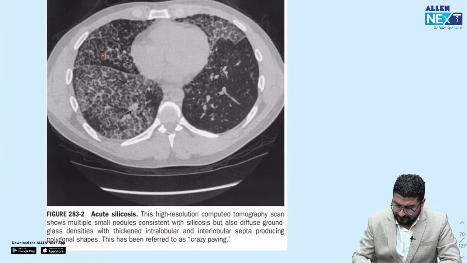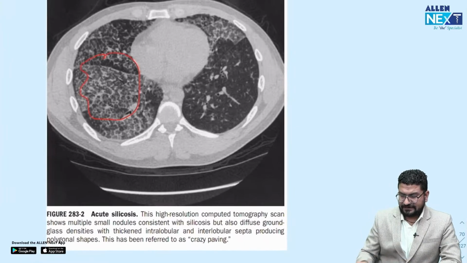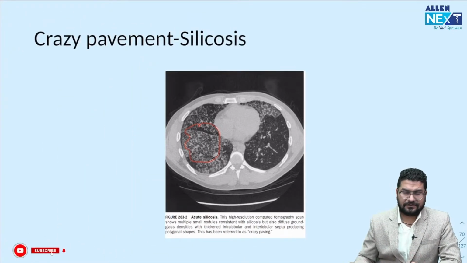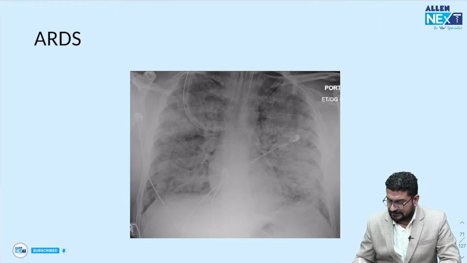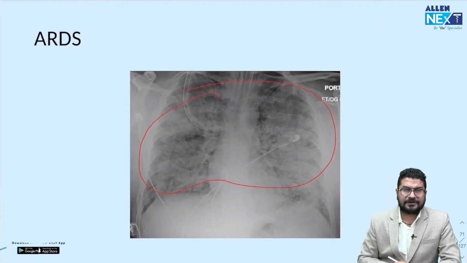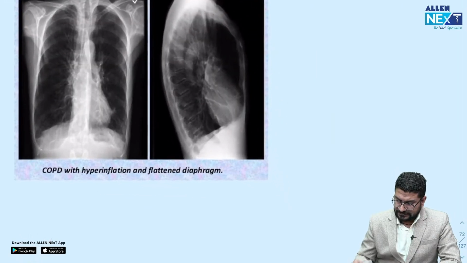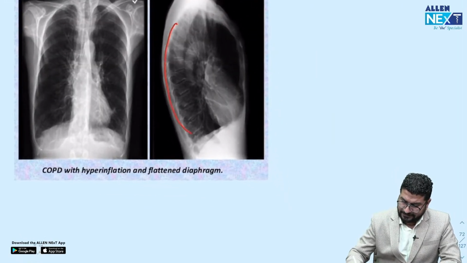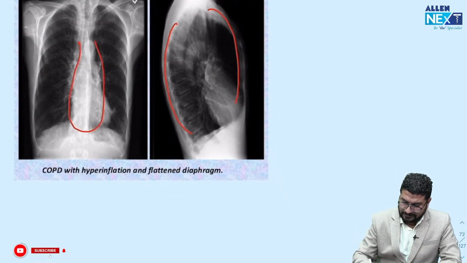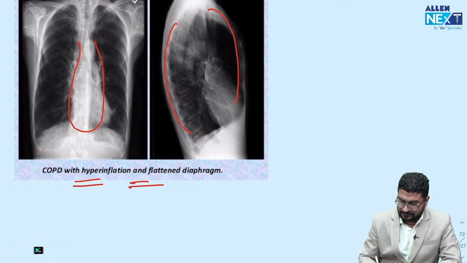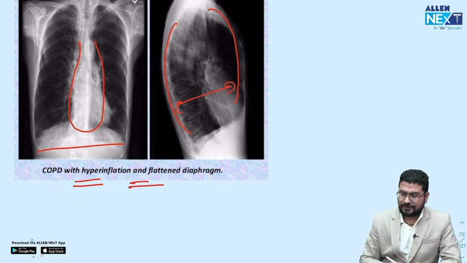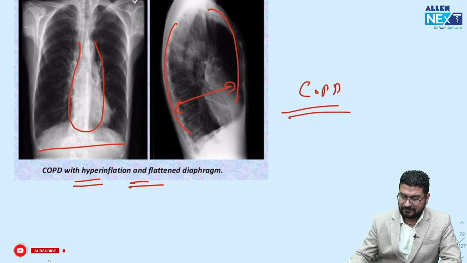Crazy paving sign. Can you say this? We see crazy paving sign in acute silicosis. This is a bilateral whiteout we see in a patient of ARDS. Then you can see here a hyperinflated lung, a tubular heart, elevated hemidiaphragm, flattening of diaphragm. Here the AP diameter has increased, which we see in a patient of COPD, especially emphysema.